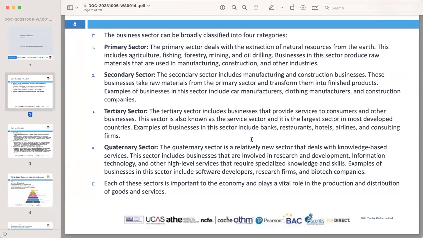The last one is quaternary sectors. This sector is a relatively new sector that deals with knowledge-based services. This sector includes businesses that are involved in research and development, information technology, and other high-level services that require specialized knowledge and skills. Examples of businesses in this sector include software developers, research firms, and biotech companies.